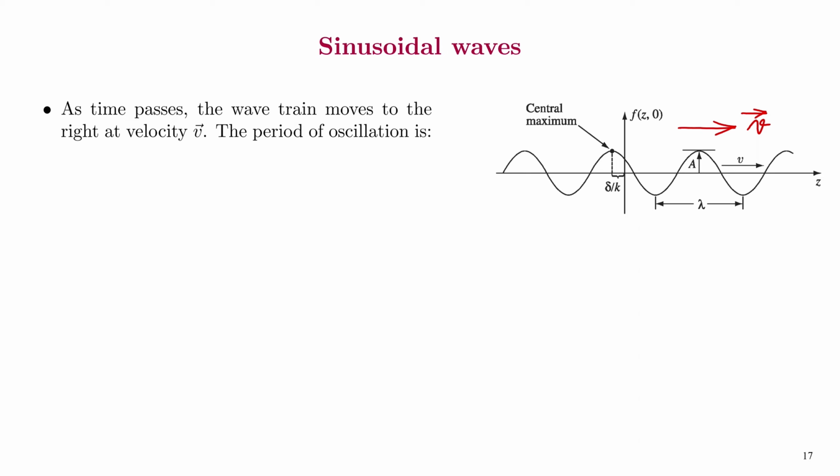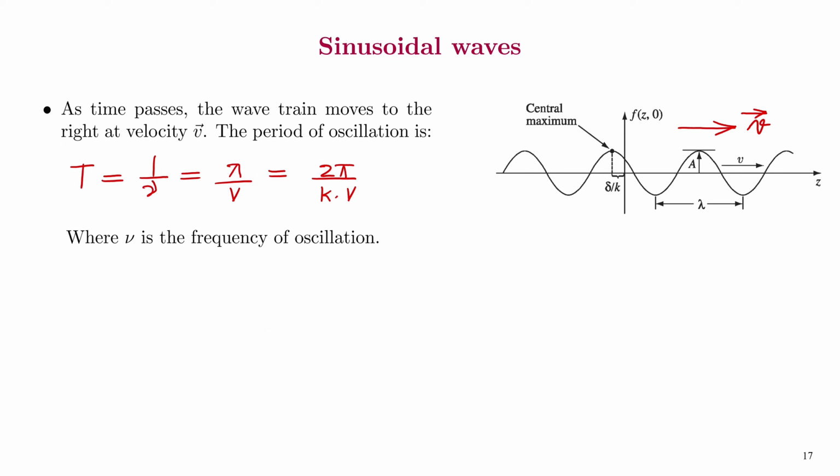We define the period of oscillation as T equal to 1 over nu, and this is again equal to lambda divided by v. When we substitute for lambda, we get the period in terms of the wave number as 2 pi over k times v. In this expression, nu represents the frequency of oscillation.